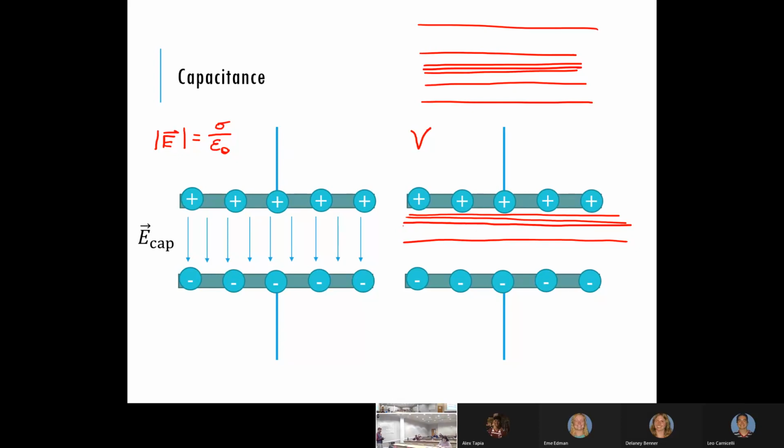And it comes back to, how do we estimate the magnitude of the electric field based on the electric potential?